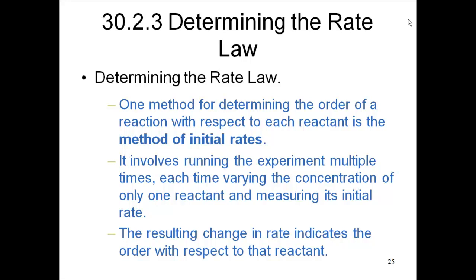We're going to change the concentration and see how that affects rate while holding other species constant. If I double the concentration and the rate doubles, that's a linear relationship telling me it's first order. If I double the concentration and I quadruple the rate, that's second order. So that allows me to determine my order for each species.